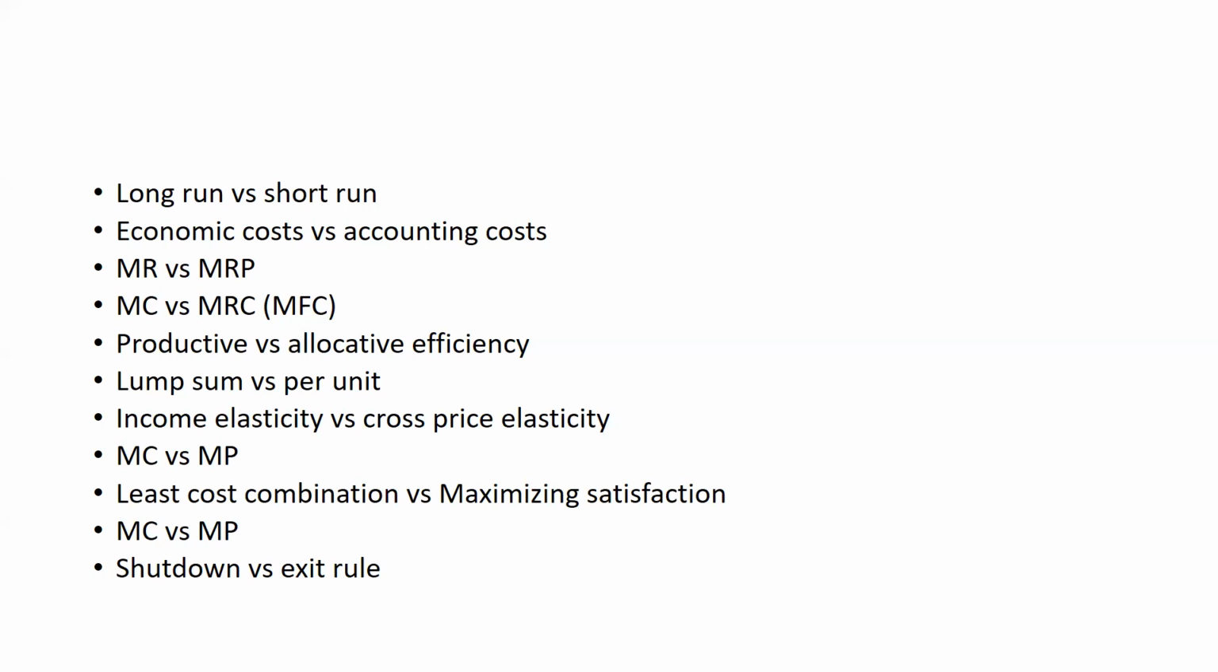Productive efficiency is where MC crosses ATC or any spot on the production possibilities curve. It's producing at your least cost. Allocative efficiency is when MC crosses demand, and that's what society wants. So productive is your least cost, allocative, MC crosses demand, what society wants.